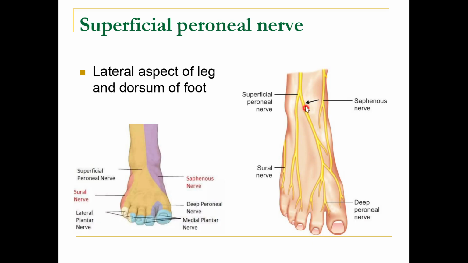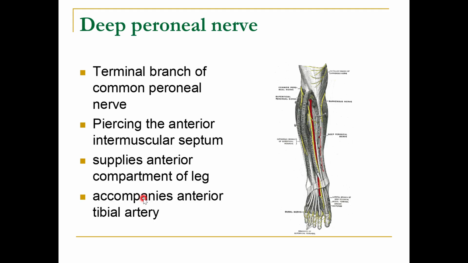So superficial peroneal nerve supplies the lateral aspect of the leg and also the dorsum of the foot. The whole of the dorsum of the foot, except for this web space, is supplied by the superficial peroneal nerve.